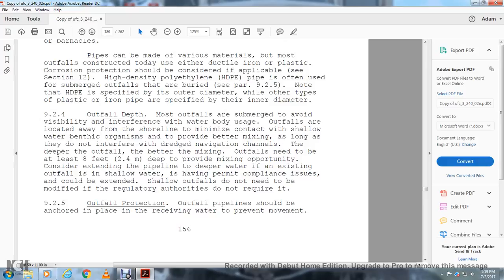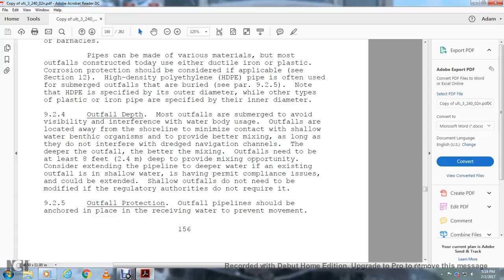9.2.4 Outfall depth. Outfalls are submerged to avoid visibility and interference with the water body. Usually the outfalls are located away from the shoreline to minimize contact with shallow water benthic organisms and to provide better mixing, as long as they do not interfere with dredging and navigation channels. The deeper the outfall, the better the mixing.